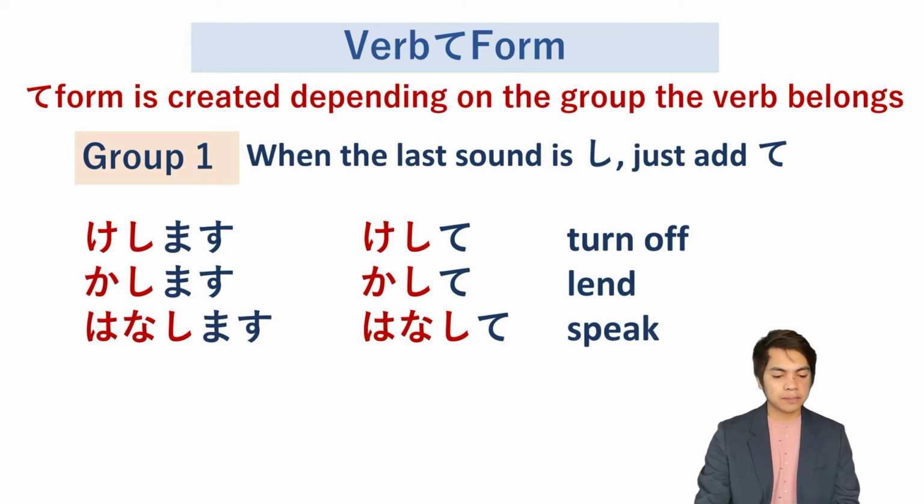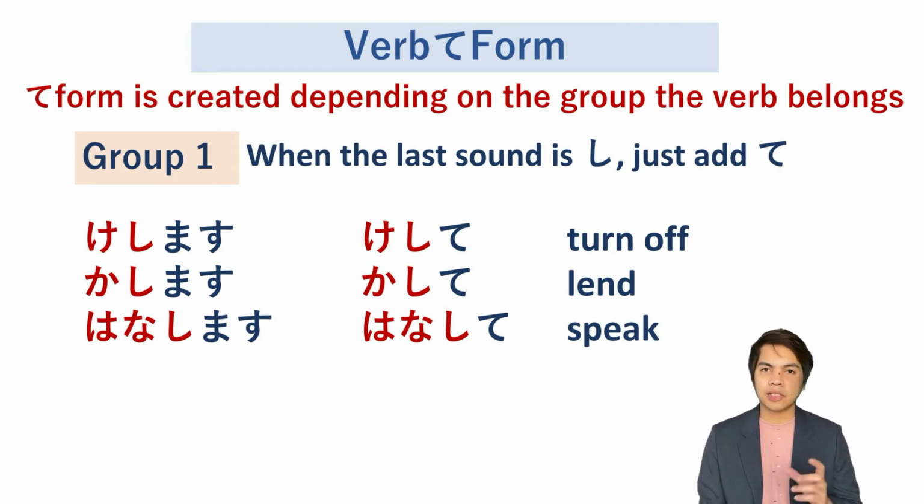For example, keshimasu, to turn off. Keshimasu, keshi, add te, it will become keshite. Next verb, kashimasu, kashi, add te, kashite. Next one, hanashimasu, hanashi, hanashite.